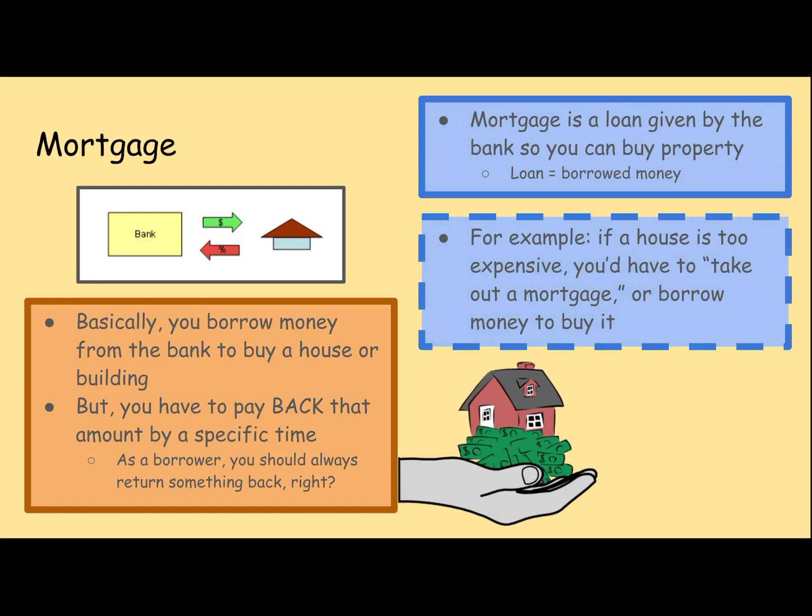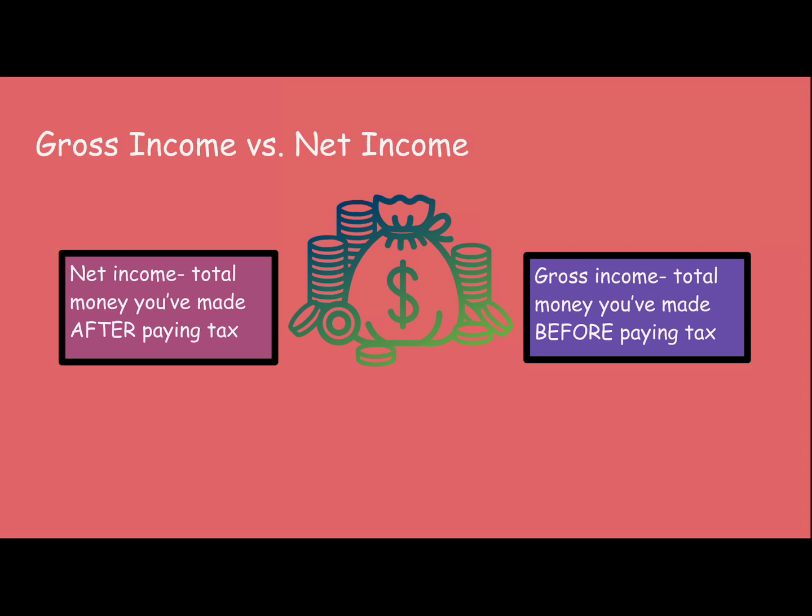Now mortgage, this is quite important. So mortgage is a loan given by the bank so you can buy property. A loan is borrowed money. So you borrow money from the bank, usually, in order to pay for this land or house that you really want. So for example, this usually applies if a house is too expensive, you'd have to take out a mortgage or borrow money to buy it. But you have to pay back that amount by a specific time, because as a borrower you should always return something back, and this is why mortgage is a loan or borrowed money.